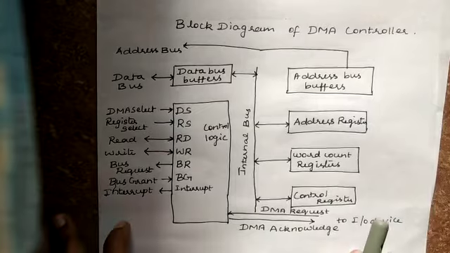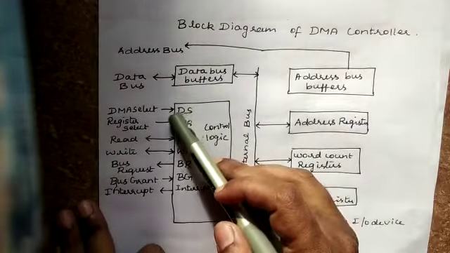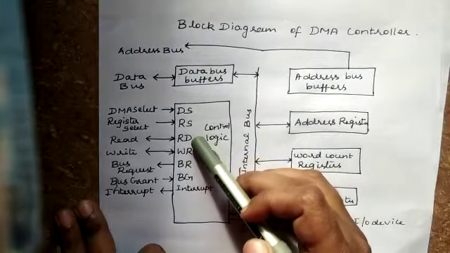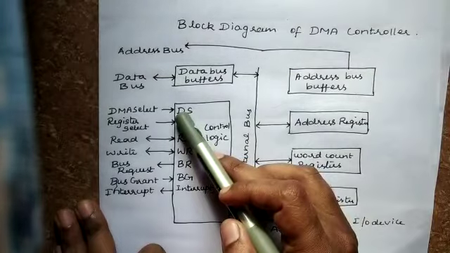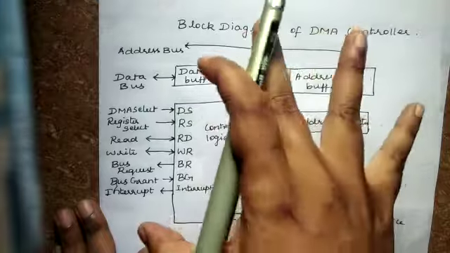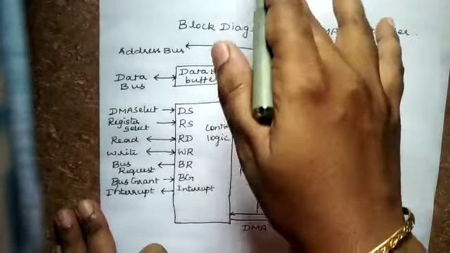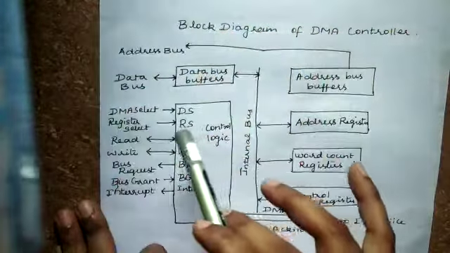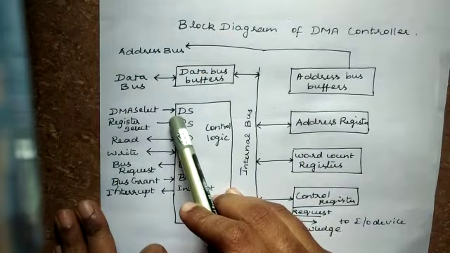So in this block diagram, I'll tell you, in this DMA, one specific control line is enabled. Whenever the DMA is ready to transfer, it will set this control line to be enabled. That is the DMA select. And the entire process of this DMA will be initialized by the CPU. So when the CPU sends the bus grant signal, automatically this DMA select line will be enabled.